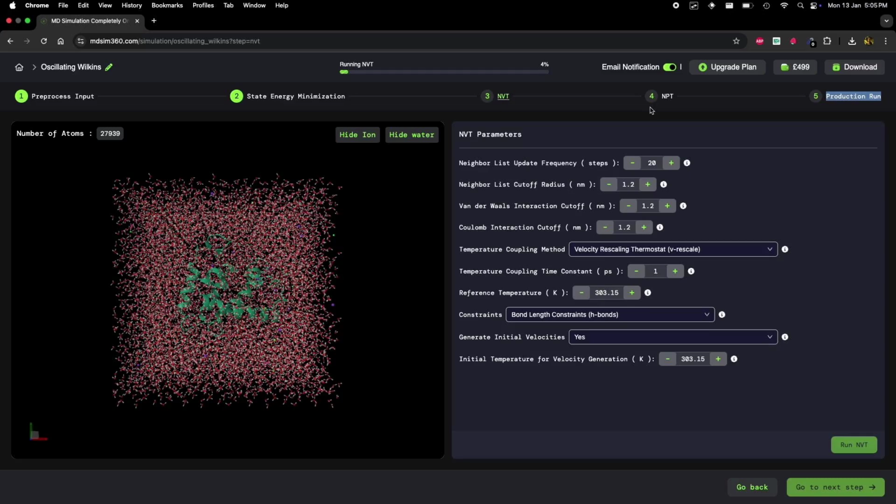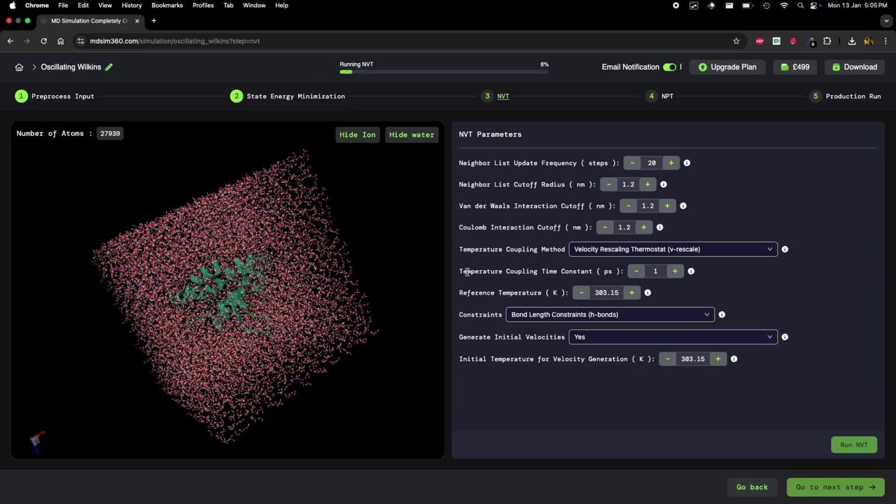During this time, I've set up notifications to alert me when the simulation finishes. So, while we wait for NVT to finish, you'll see that the system gradually stabilizes its temperature and sets the stage for the next steps in the simulation. Stay tuned as we dive deeper into each phase of molecular dynamics and bring the system closer to real-world behavior.